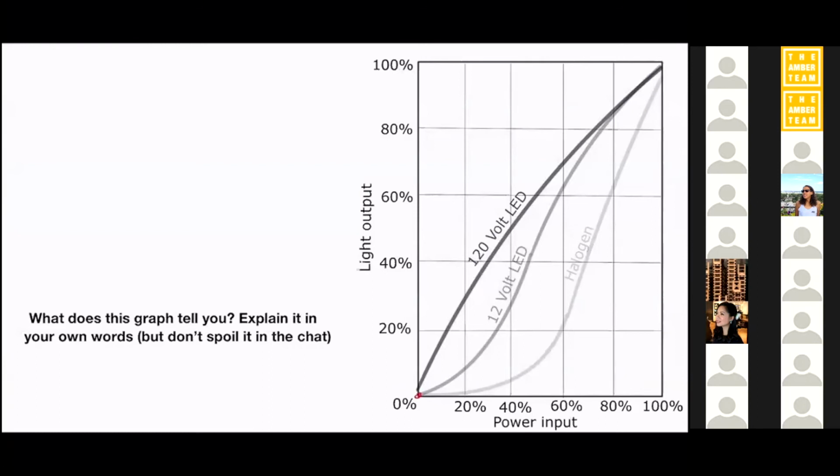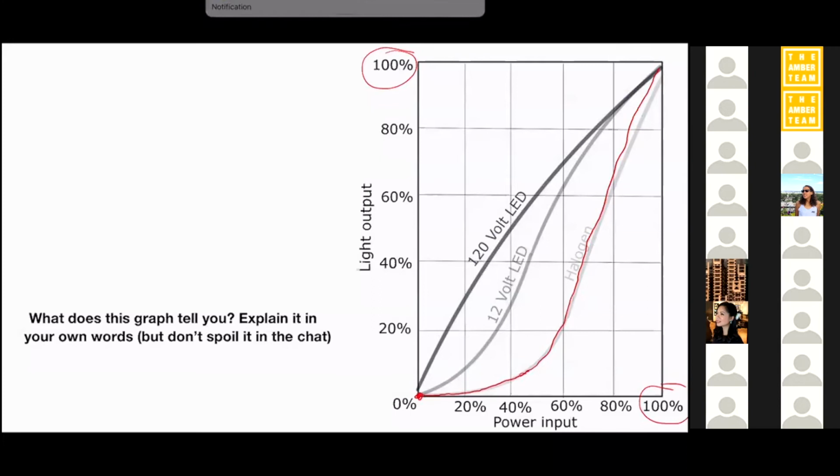So anyhow, what we're talking about here is a halogen. And so halogen starts at 0. And then as we add more and more power, we don't get much more light at first. Then we start getting a lot more light, all the way up to where we're at 100% power, and then we get 100% light output. So that lets us know what's happening.